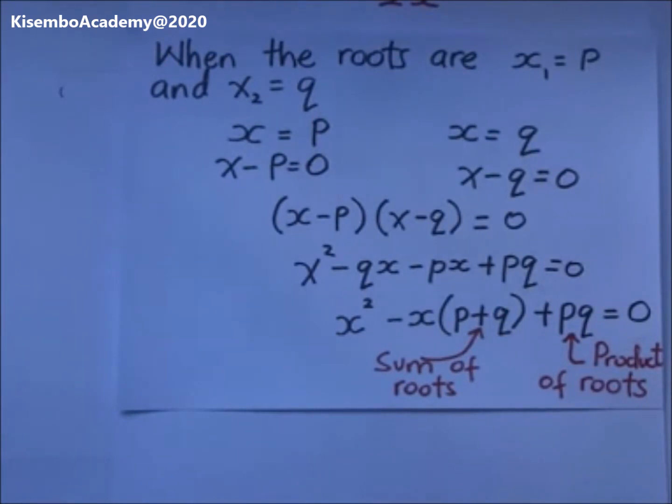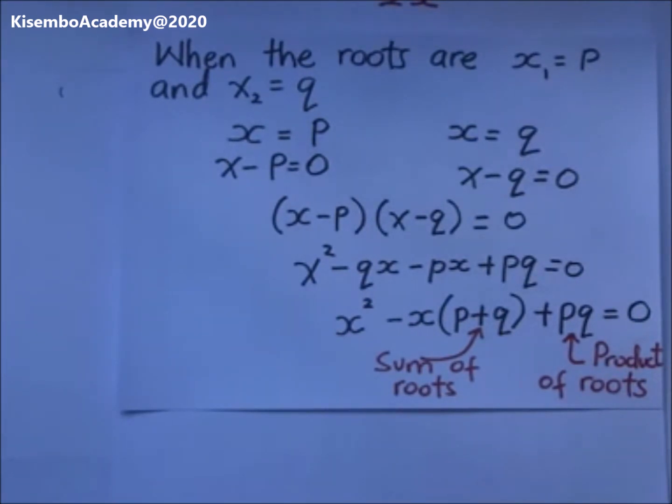Before, we've been trying to find the roots of a quadratic equation, and we've been finding those roots by factorization. Now we've been given the roots and we are going to be working backwards to see how we arrive back to the equation. This is Kisembo Academy, and thanks for tuning in.